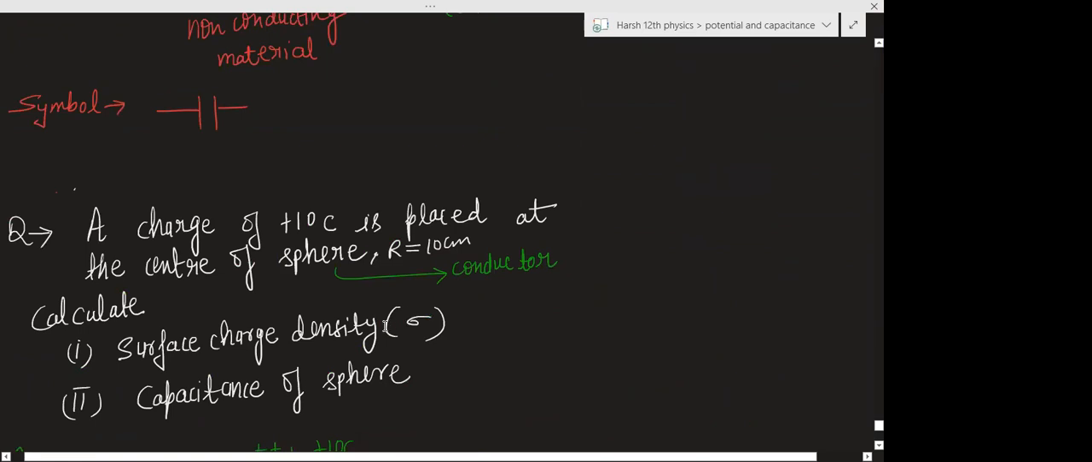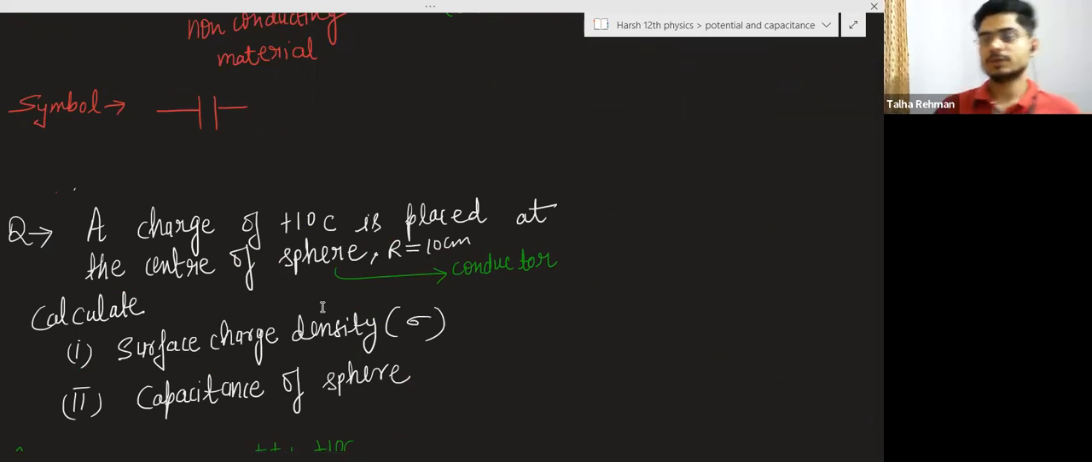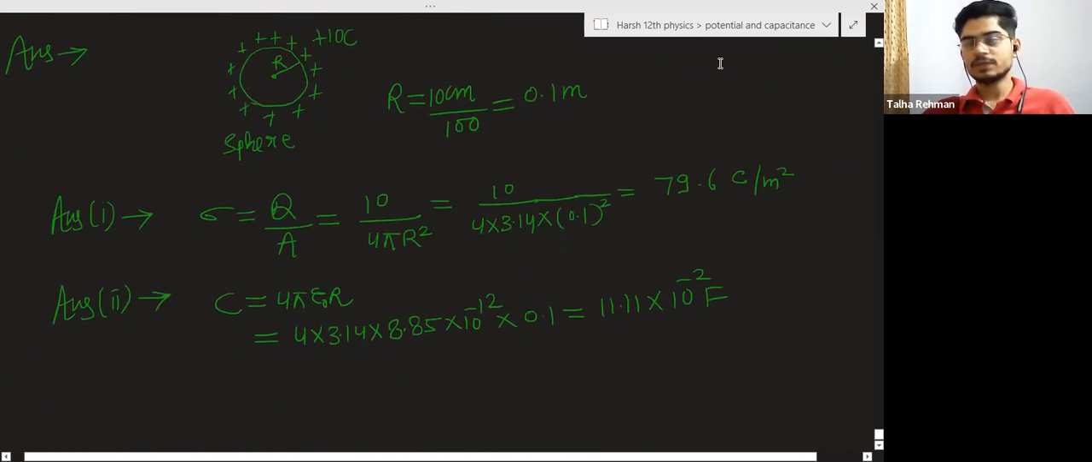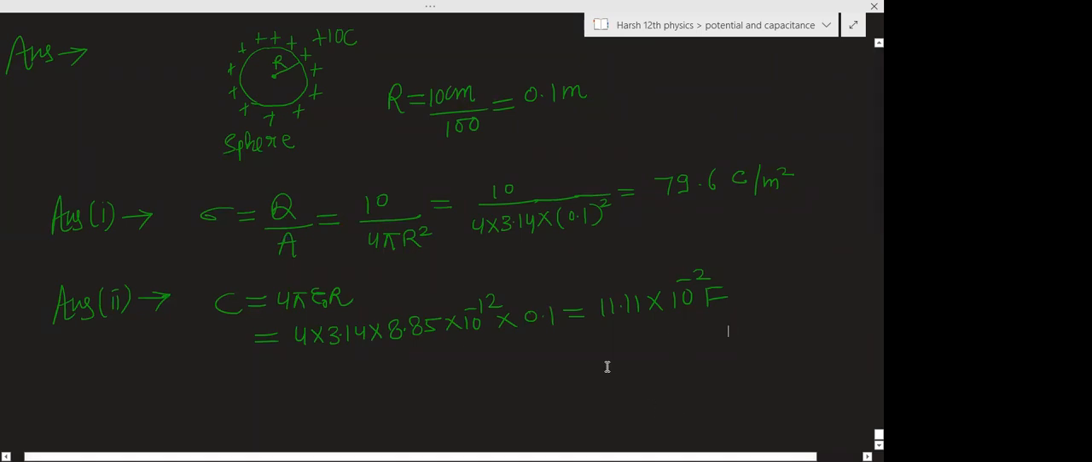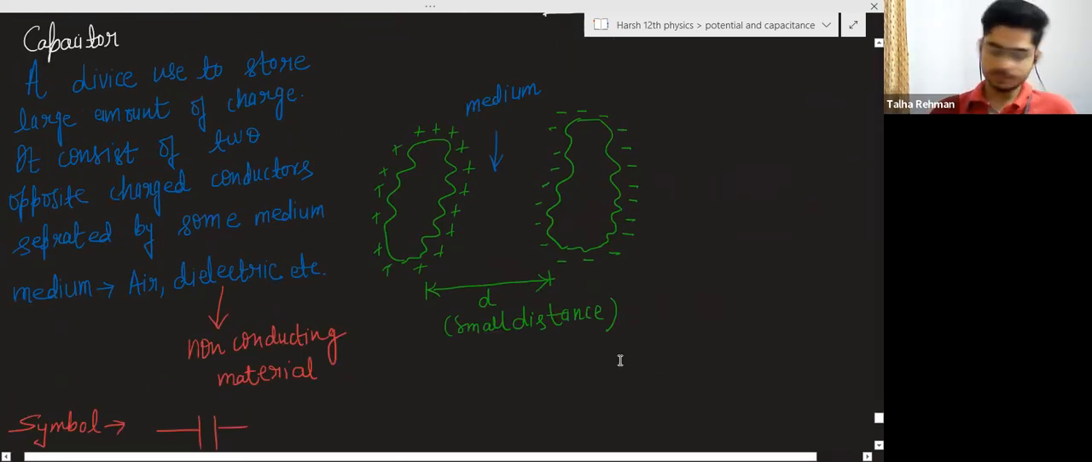Now we will study 3 types of capacitors. Number 1, parallel plate capacitor, then spherical, and then cylindrical. We will study only one type of capacitor, but there are 3 types of capacitor. So please note it down first, then we will move on.